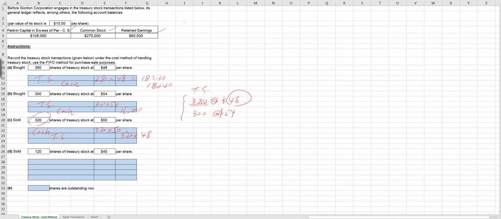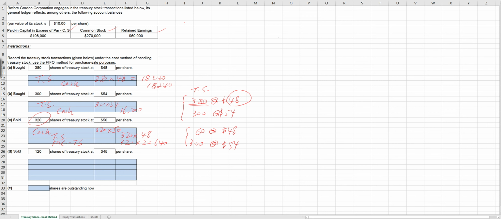You see, we are losing $2 per share, no, we are not losing. We are selling above the cost. We're earning $2 per share, and this is going to increase the paid-in capital from treasury stock account, or $640. And after these transactions, we check the treasury stock warehouse. We should have 60 shares left at $48, and we still have 300 shares at $54.